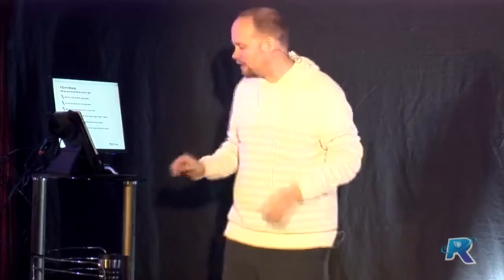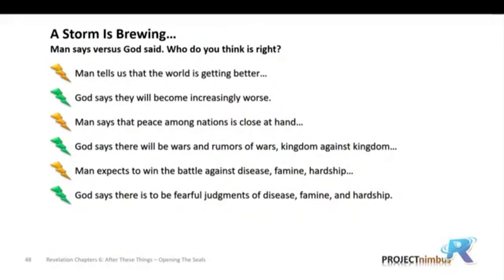The problem is deep things are not fun to get into. It's not happy little stories. It takes effort on the part of both the speaker to do the research and the audience to apply themselves, and that's why it's not done. So man tells us that the world is getting better. God says that it will become increasingly worse.